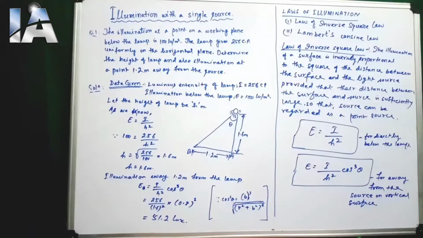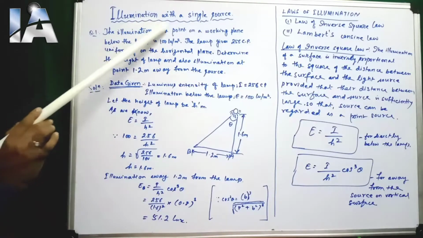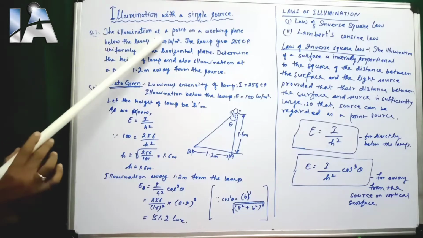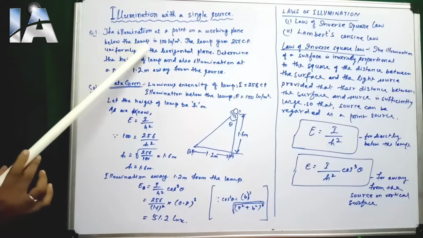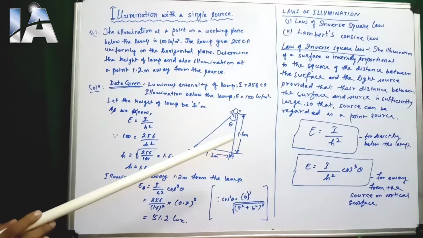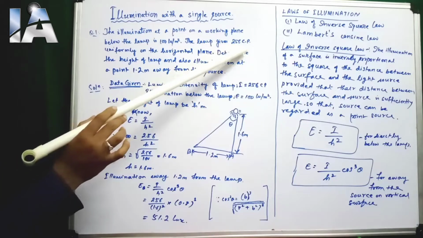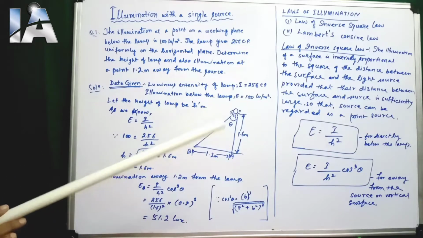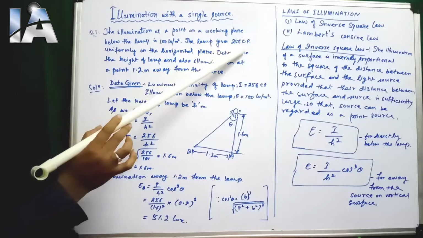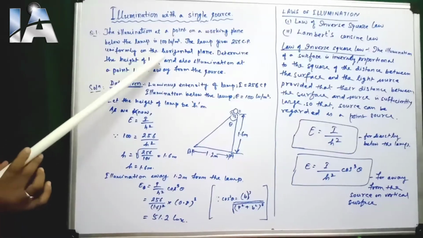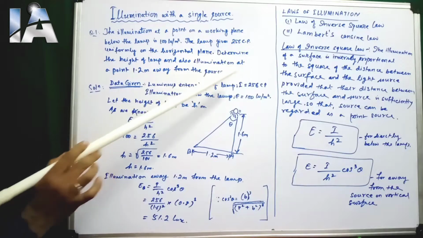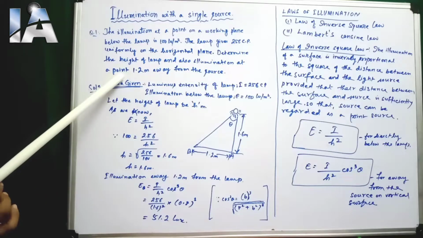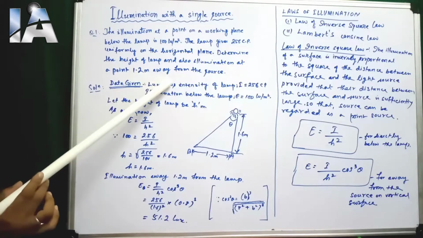Now we will go for the solution of the problem, that is, illumination with a single source. The problem is like this: the illumination at a point on a working plane below the lamp is 100 lumen per meter square. The lamp gives 256 cp. Cp means candle power, that is the intensity of the light, capital I. The lamp gives 256 cp uniformly on the horizontal plane. Now determine the height of the lamp and also the illumination at a point on the surface 1.2 meter away from the source.